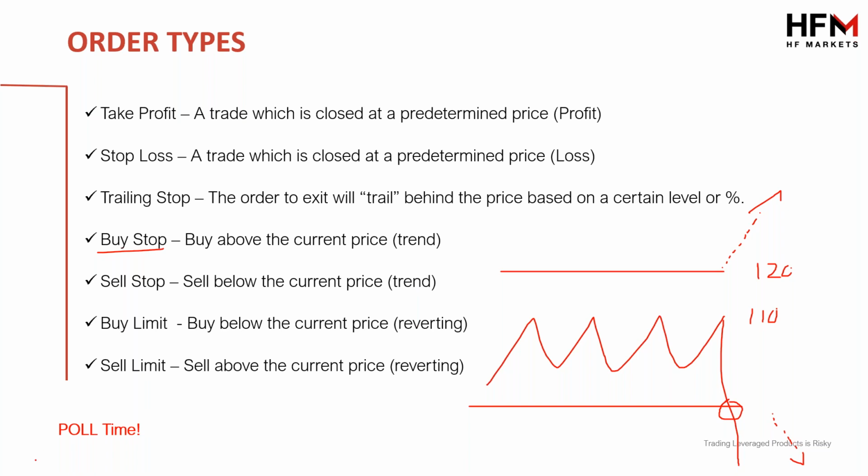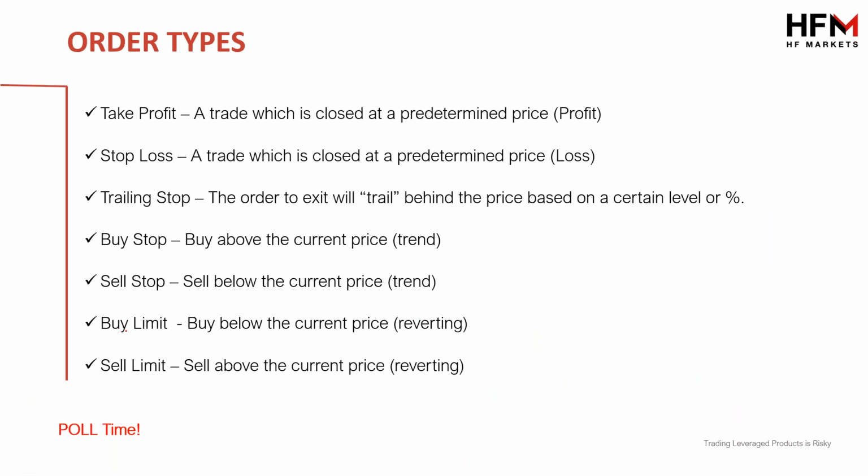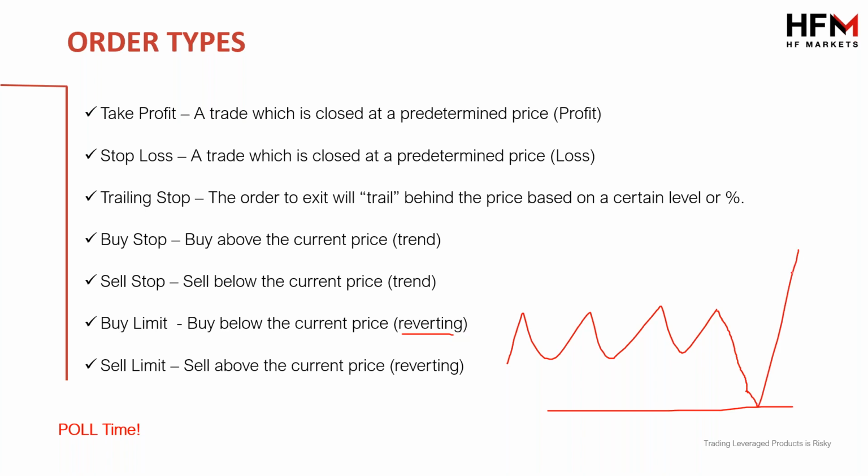Then, ladies and gentlemen, you have limit orders, which are again pending orders. But this is when you're trading against the trend. A good example is reverting price conditions. Anybody using mean reversion, this is a good example. So again, if we look at price movement like this, a buy limit is when you're buying below the price. The price is declining, so the trend is downwards, but here you actually speculate that the price is going to increase. So you're speculating against the trend.